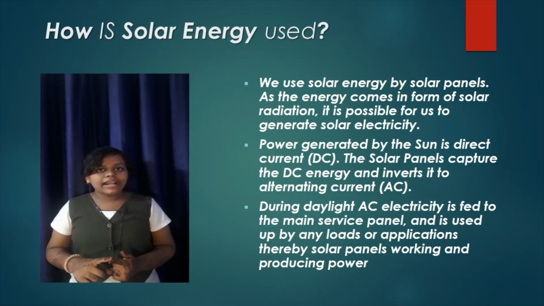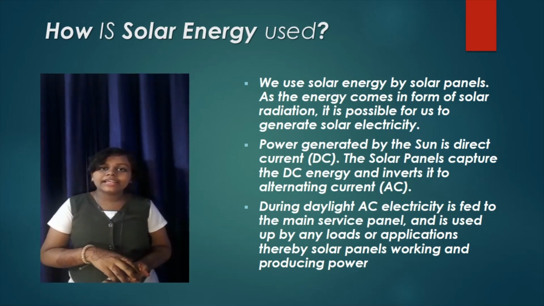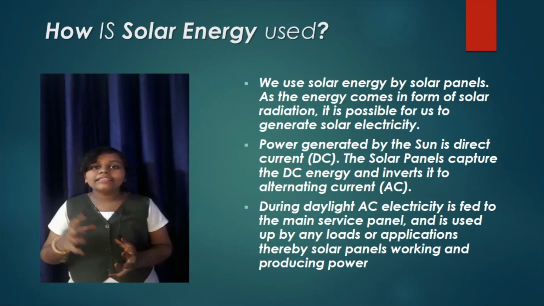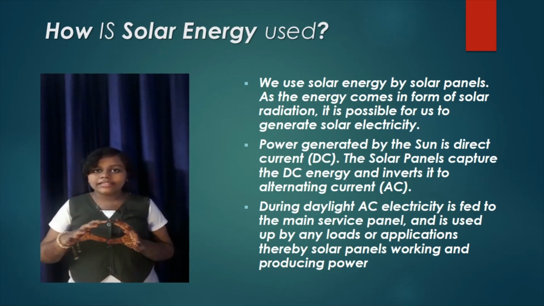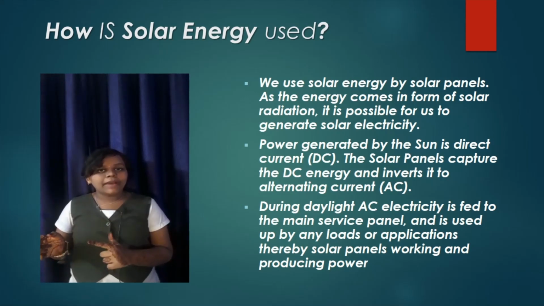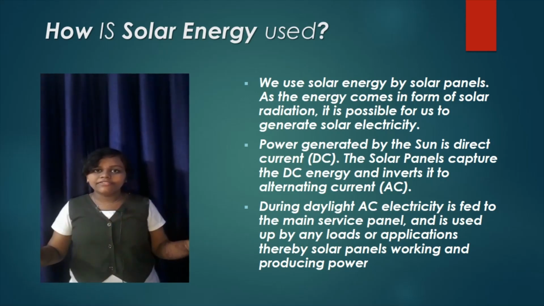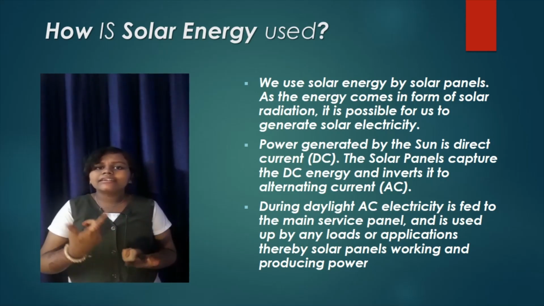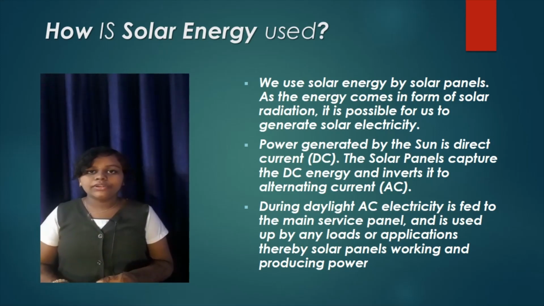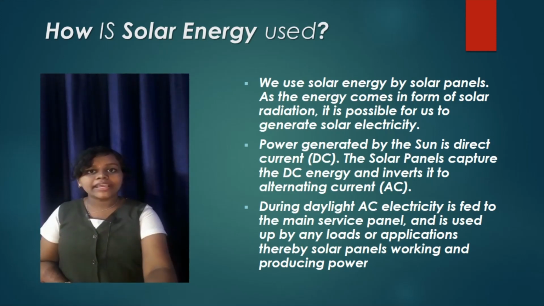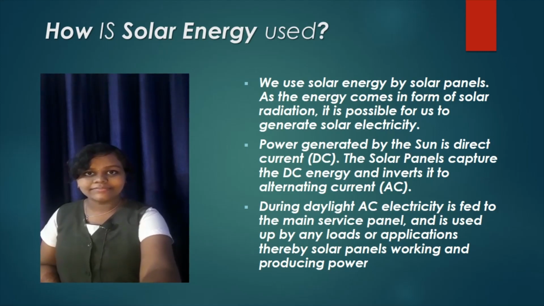So when the sun rises, the solar panels get to work. The DC is converted into the AC, and then that alternating current is put out to the main panel, and then it channels out to different applications like TVs, refrigerators, coolers, etc. Therefore, making our solar panels work.